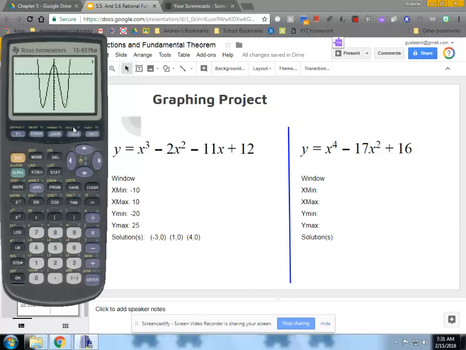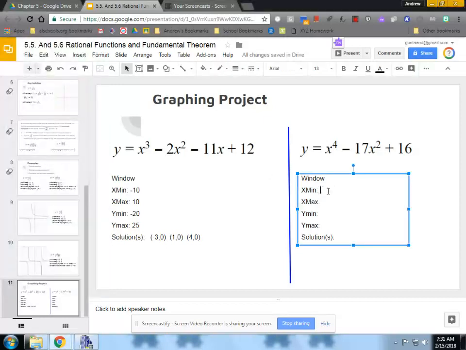Oh, I think I got it. Yep, it looks like the bottom of those minimum points down here do show up. And so -60 worked. So that's my scale then. My window, excuse me, -10 to 10, -60 to 25. So I'm going to put that in. -10, 10, -60 to 25.